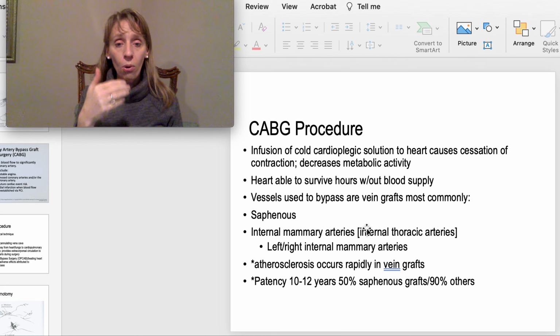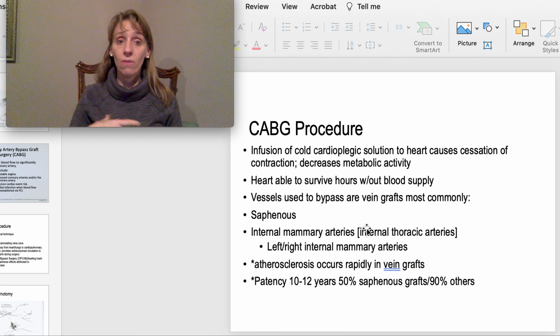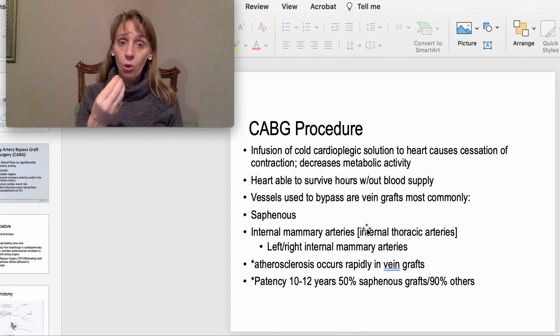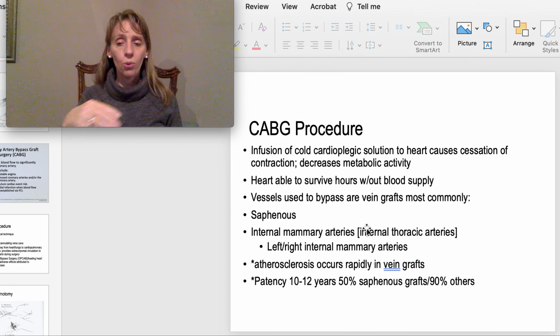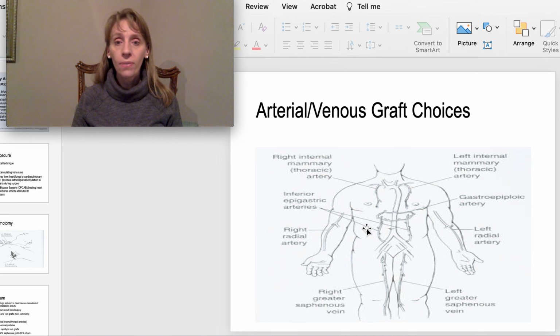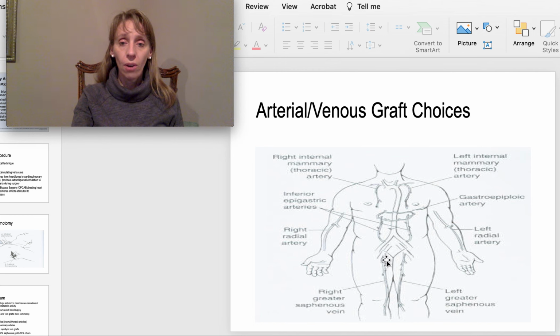So it's really important for you to know the patency of the graft is really going to depend, the patency of those vessels they put in, on the quality of intervention we do when we're in therapy with them. The slide is showing you the different access points of where the surgeon can get the vessel. Most commonly, it's going to be the saphenous vein in the leg, so either the groin to the knee or the knee down to the ankle.